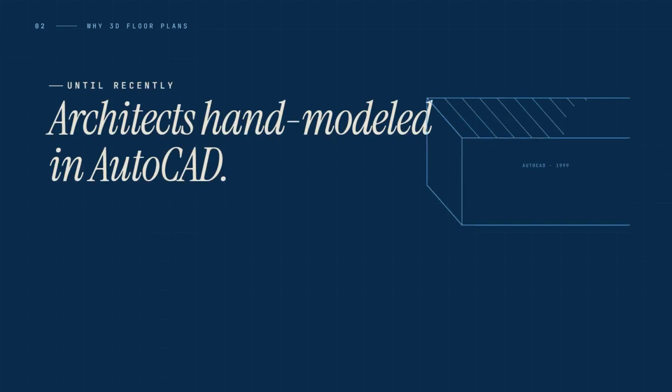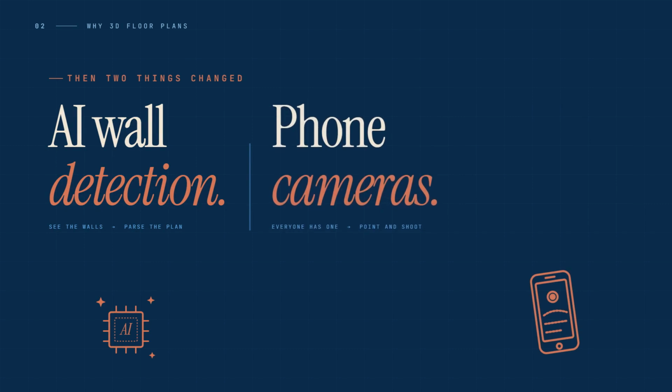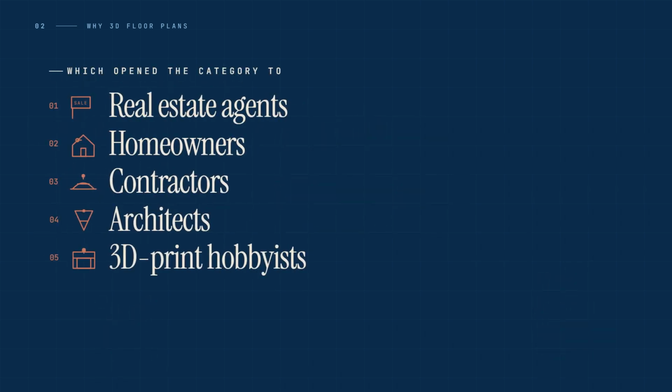All right, real quick, not long ago, this was strictly an architect's job. You'd sit in AutoCAD for hours, tracing every wall by hand, placing doors and windows one at a time. Then, 2 things changed in the last 3 years. Artificial intelligence wall detection got good enough that most tools now catch around 90% of a plan on the first try. And phone cameras got sharp enough that a photo of a printed plan is actually usable input. That opened this whole category up.